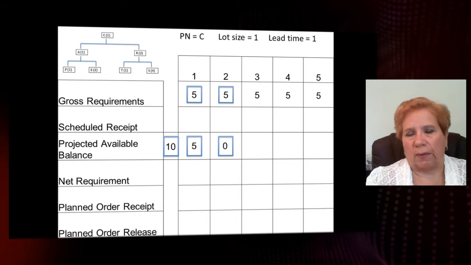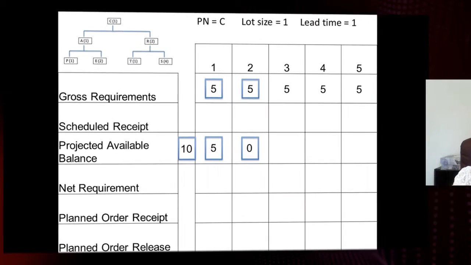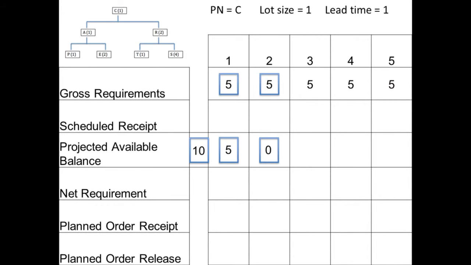Now some of you might be thinking, oh, we don't want 0 on hand. If that's the case, then you need to put safety stock on your item master. And we will have another video to talk about safety stock and how MRP will be calculated. But for the time being, we're not going to use the safety stock. So now we move on to period 3.